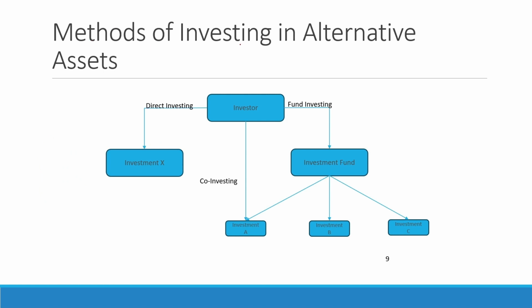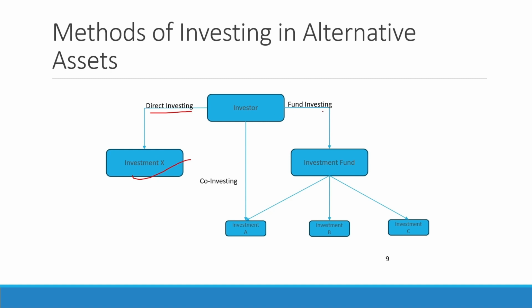So how do you invest in alternative assets? It's very straightforward in the sense that you can, as an investor, directly invest in something. For example, you can directly go ahead, buy a building or an office or any space and lease it out. That is a direct investment.